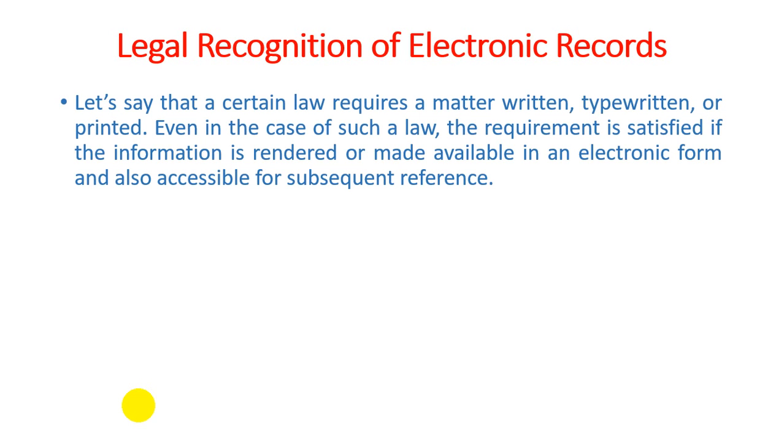Let's say that a certain law requires a matter to be written, typewritten or printed. Even in the case of such a law, the requirement is satisfied if the information is rendered or made available in an electronic form and is also accessible for subsequent reference. So whenever we transmit our information in written or typewritten form, or by mail, or in printed form, like a scanned copy available on a hard drive or as a hard copy, we can transfer it with the help of an image.